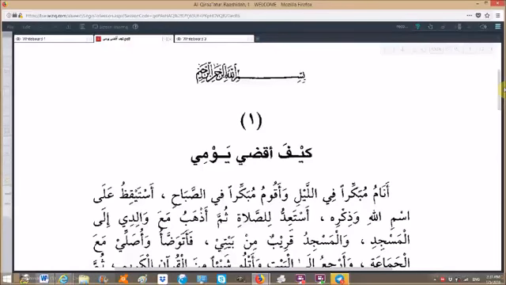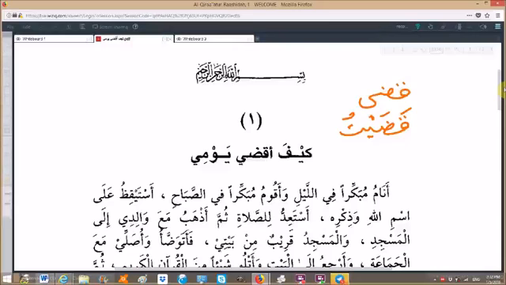So kayfa aqdi yomi, from qada yaqdi, to spend. You could say, for instance, we said qada, he spent. So how do I say I spent? Qadaytu, I spent. So qadaytu ams, I spent yesterday. Qadaytu yomi, I spent my day. Qadaytu asayf, I spent the summer.